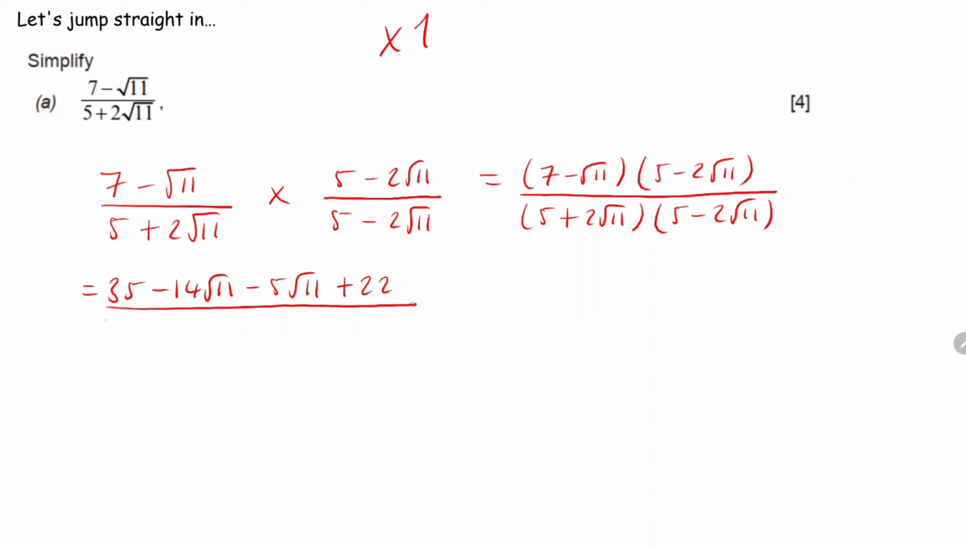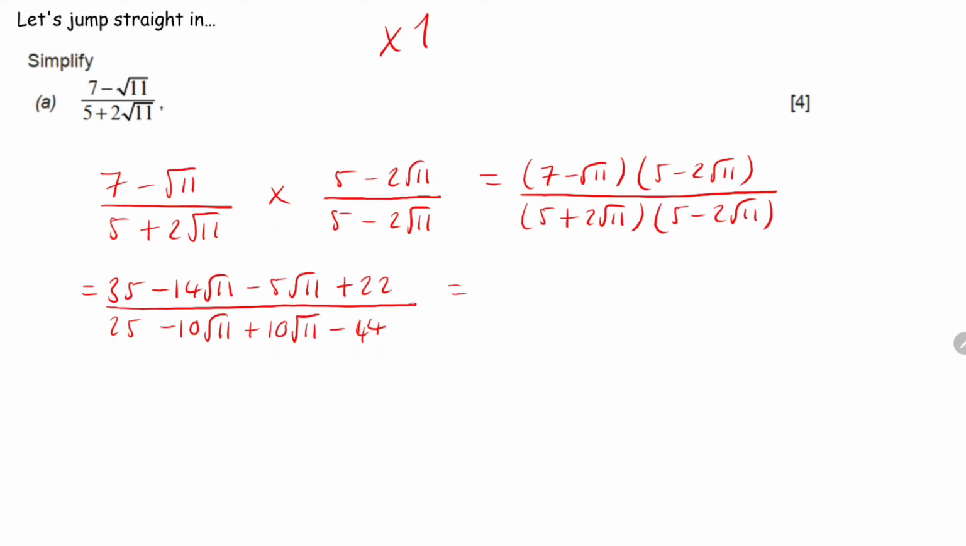Okay, so the bottom, first 5 times by 5, which is 25. 5 times by minus 2 root 11, which is minus 10 root 11. Inside, 5 times by plus 2 root 11, which is plus 10 root 11. And then the last, we've got plus and a minus, so it's going to be a negative quantity. 2 times by 2, which is 4. And root 11 times by root 11, which is 11. So this becomes 4 times by 11, which is 44.